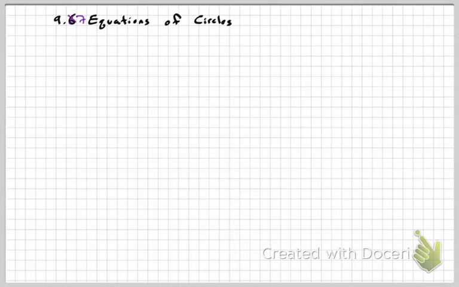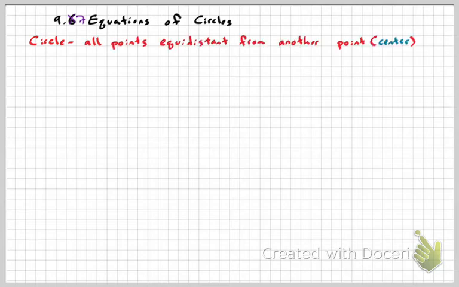We'll have a video on equations of circles and how to graph circles, and the next one will be how to use completing the square to find the equation of a circle, right? So let's do a little brief review. We know that a circle is all points equidistant from another point, right?